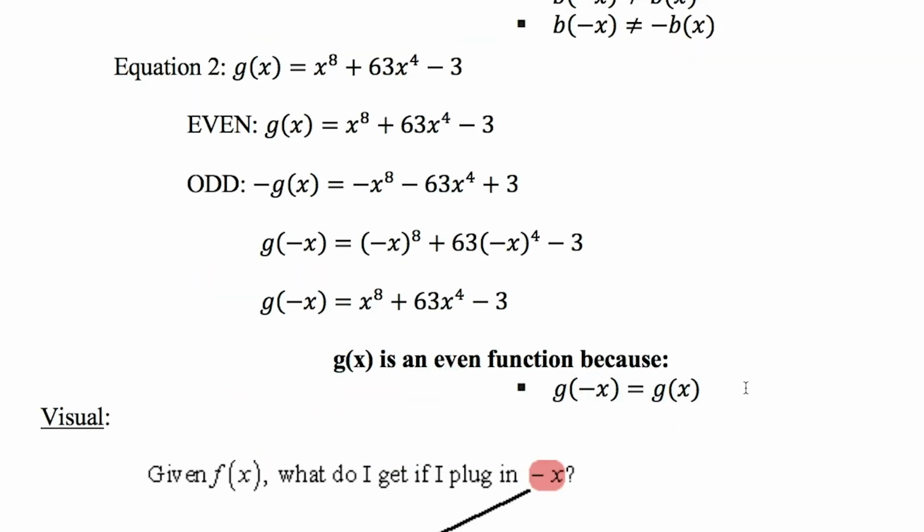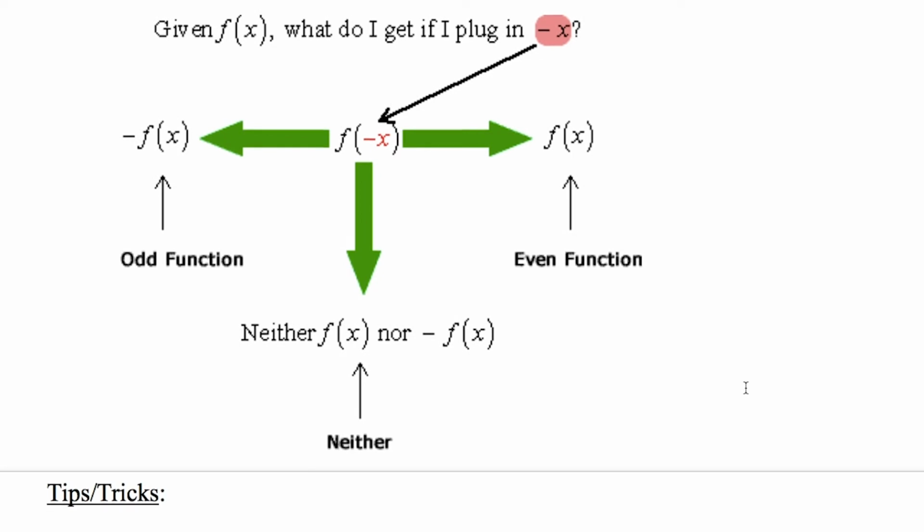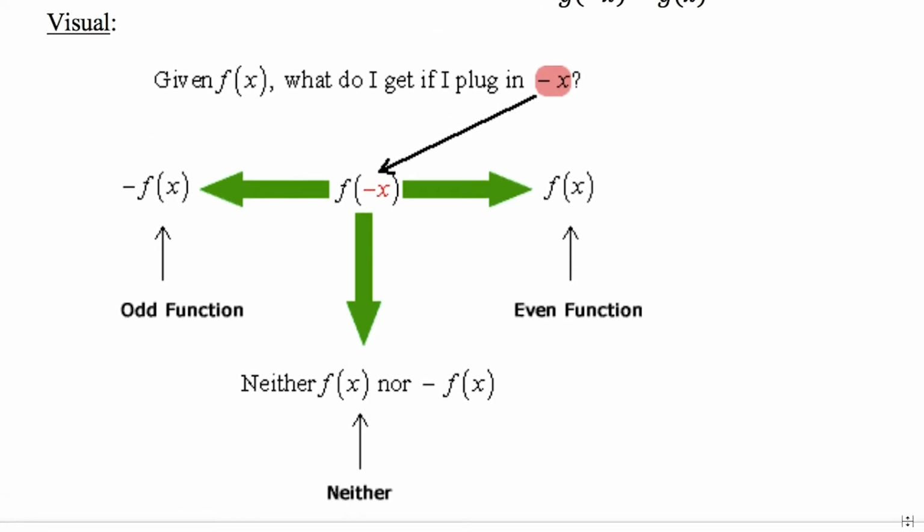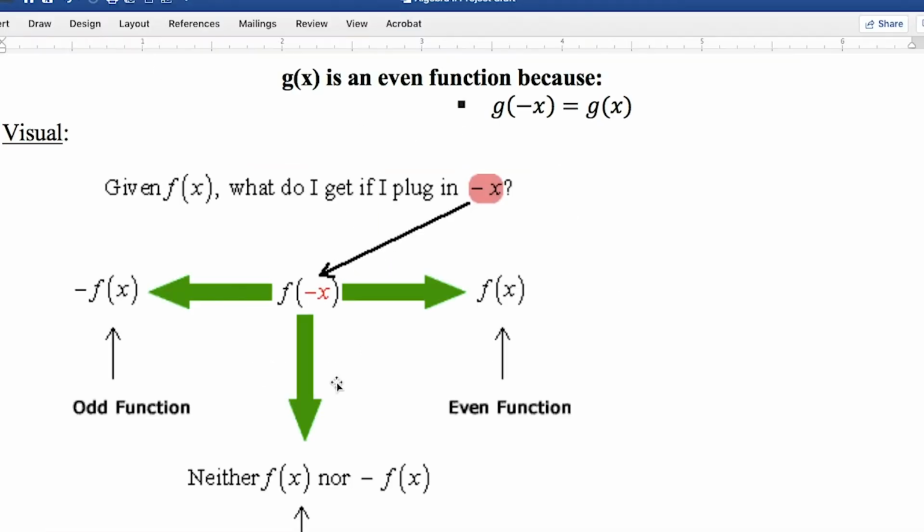And so for a visual to help you out, it just has all three of the types: odd function, even function, or neither, so you just know what type of function it is. I hope that helps. I did not make that, by the way.